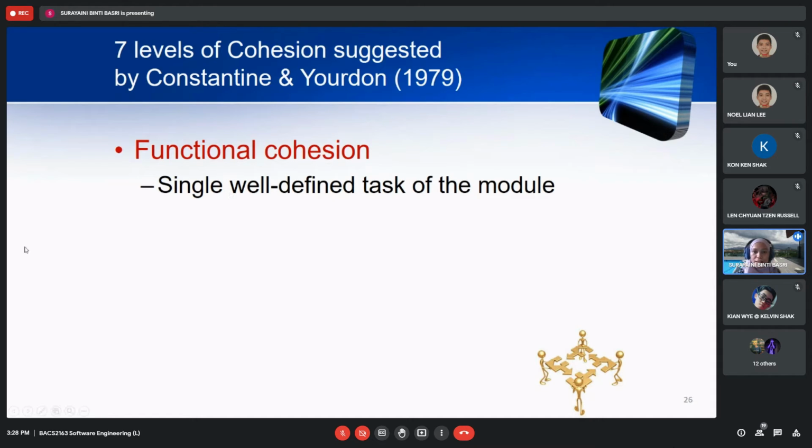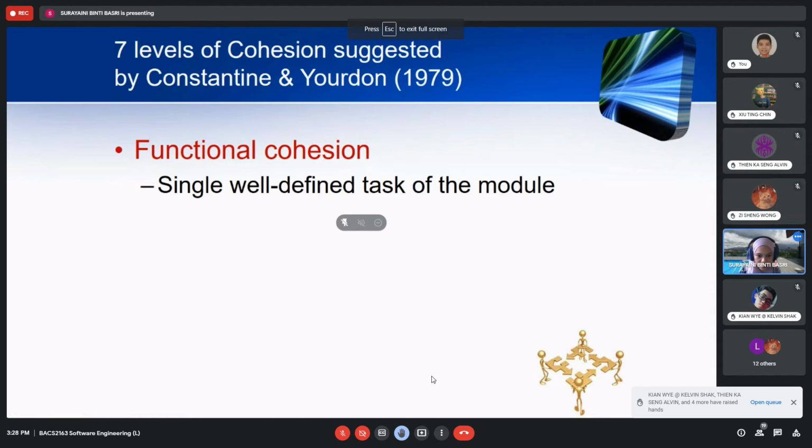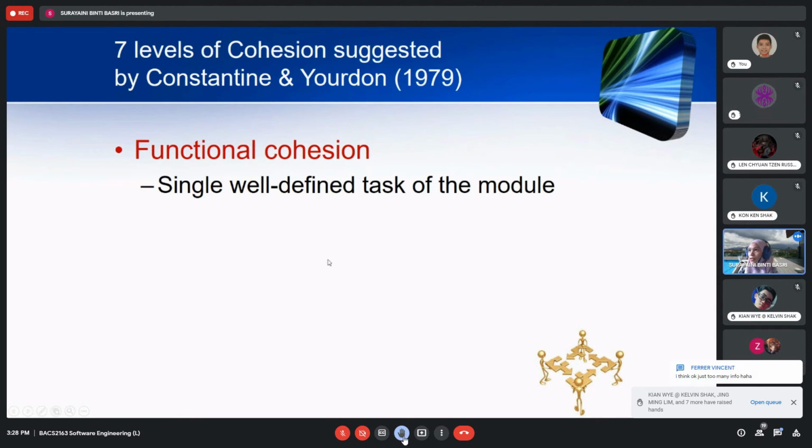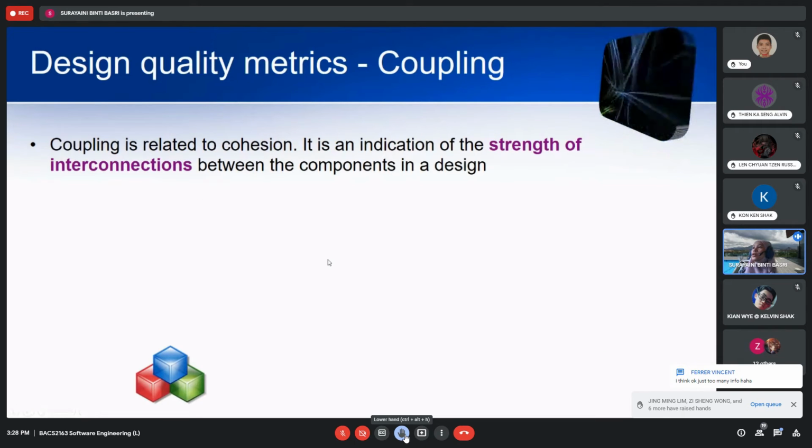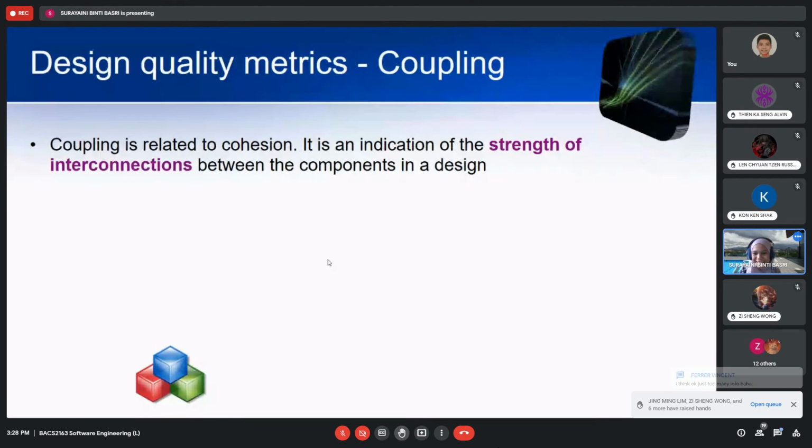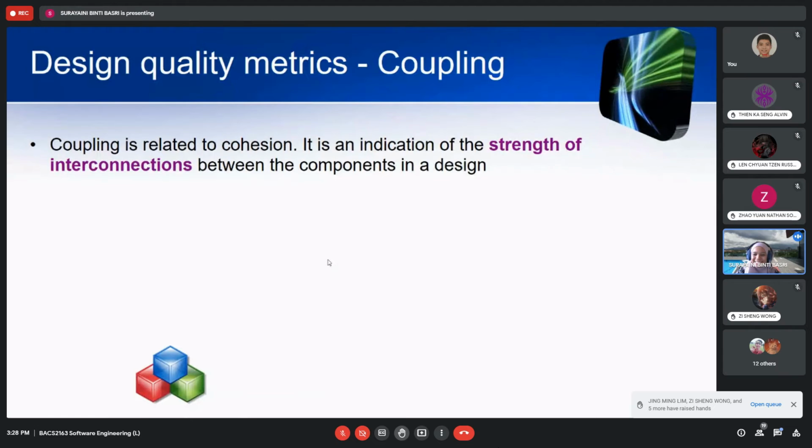Can I have a raised hand, please? Yes, let me see. Okay, so thank you for the feedback. So we are good to proceed to the second quality metric.